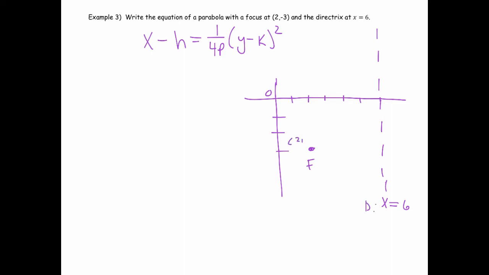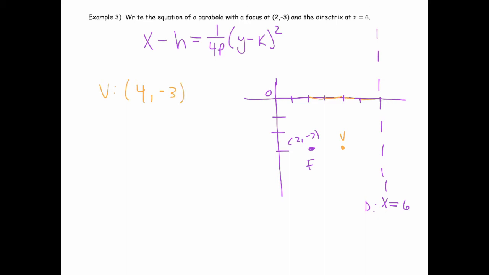So now what? Well, we know that the vertex lies halfway in between the directrix and the focus. So we'll use that information to find the vertex. In this case, I didn't make it too hard on ourselves. This distance between the focus and the directrix can even be counted if you had to. It's 4, which means that if I go over 2 in either direction from the focus or the directrix, I'll get to the vertex. So now I know that my vertex has coordinates (4, -3).